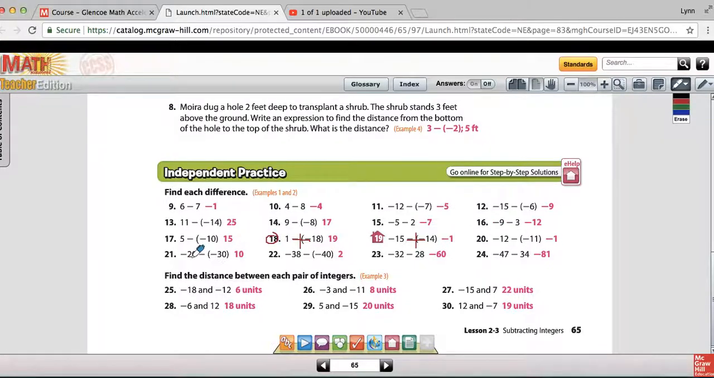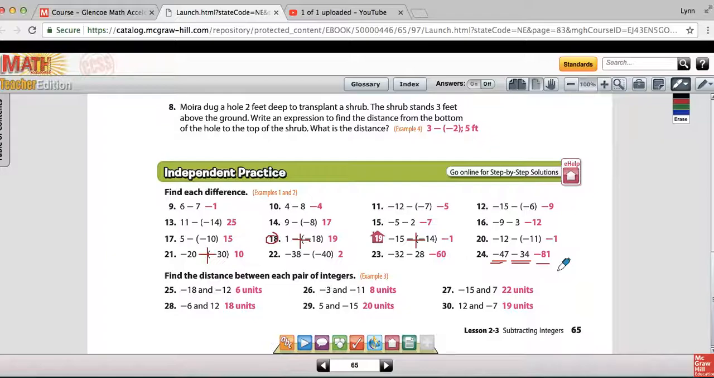For 21, we have 2 negatives again. We're going to change that to a positive. Negative 20 plus 30 is positive 10. And number 24, we're at negative 47, and then we take away 34 more. We lost 47 yards, and then we lost another 34 yards. That would be a terrible play. But altogether, then, we lost 81 yards. So negative 81 would be your answer.